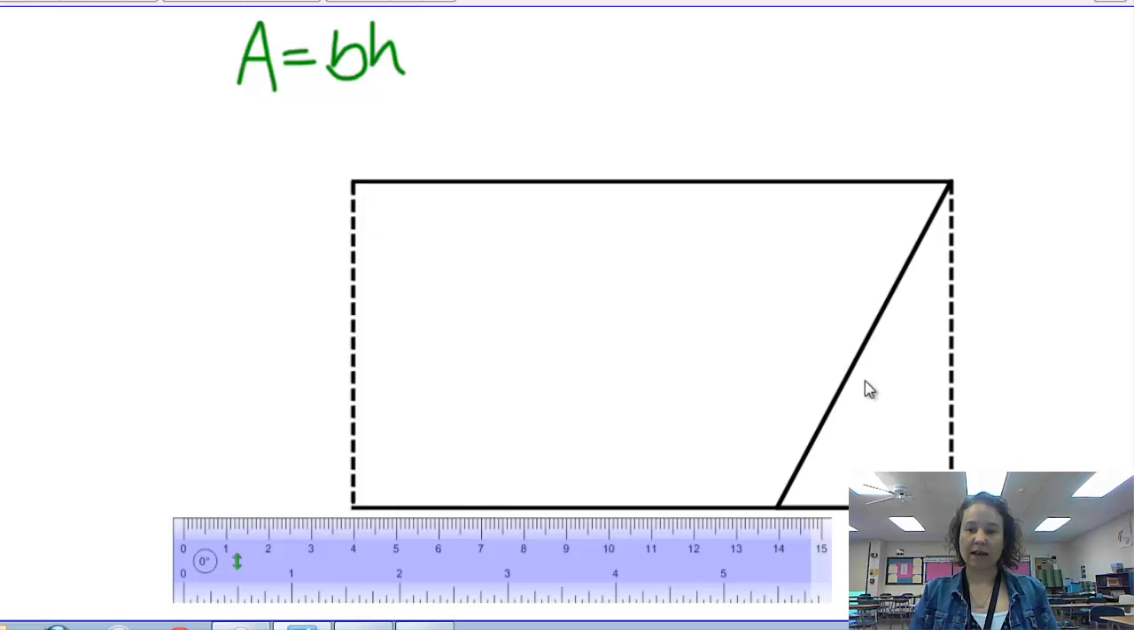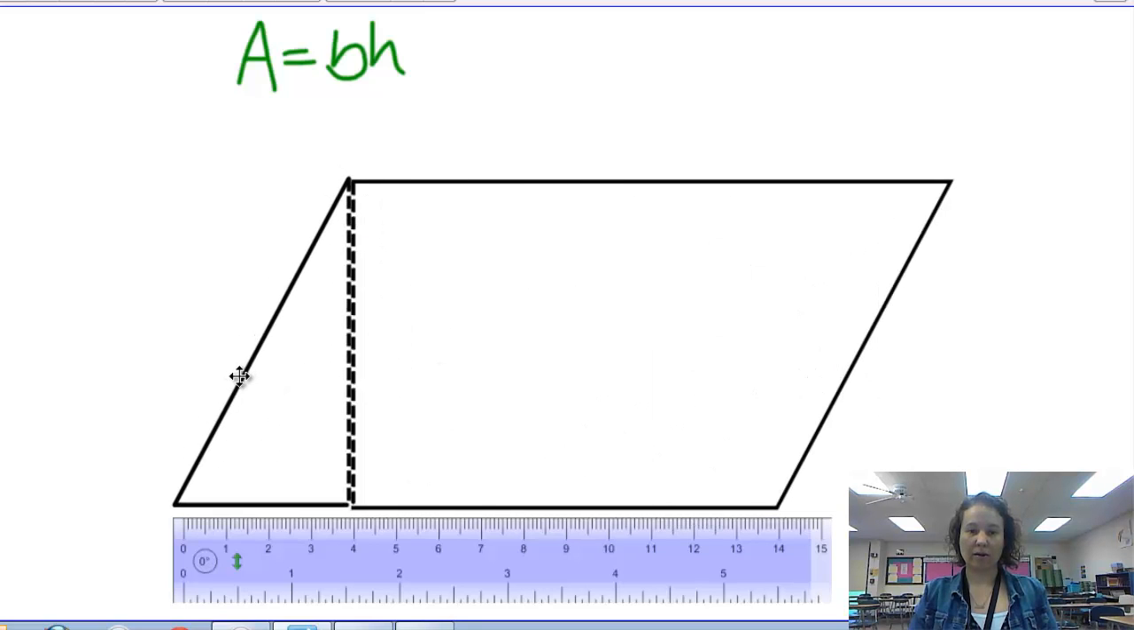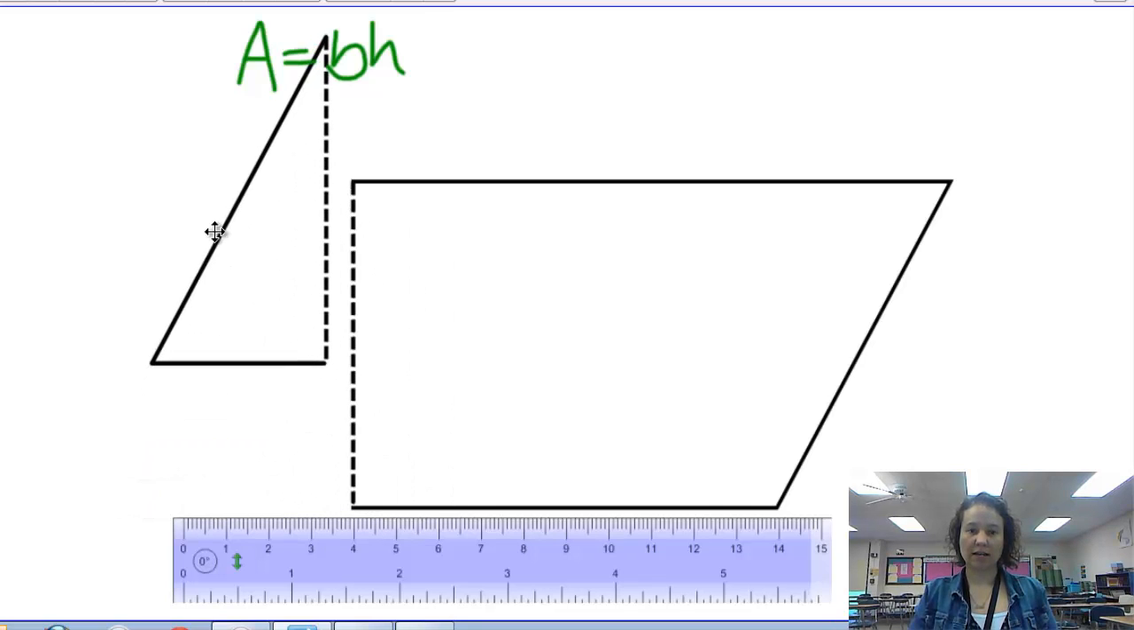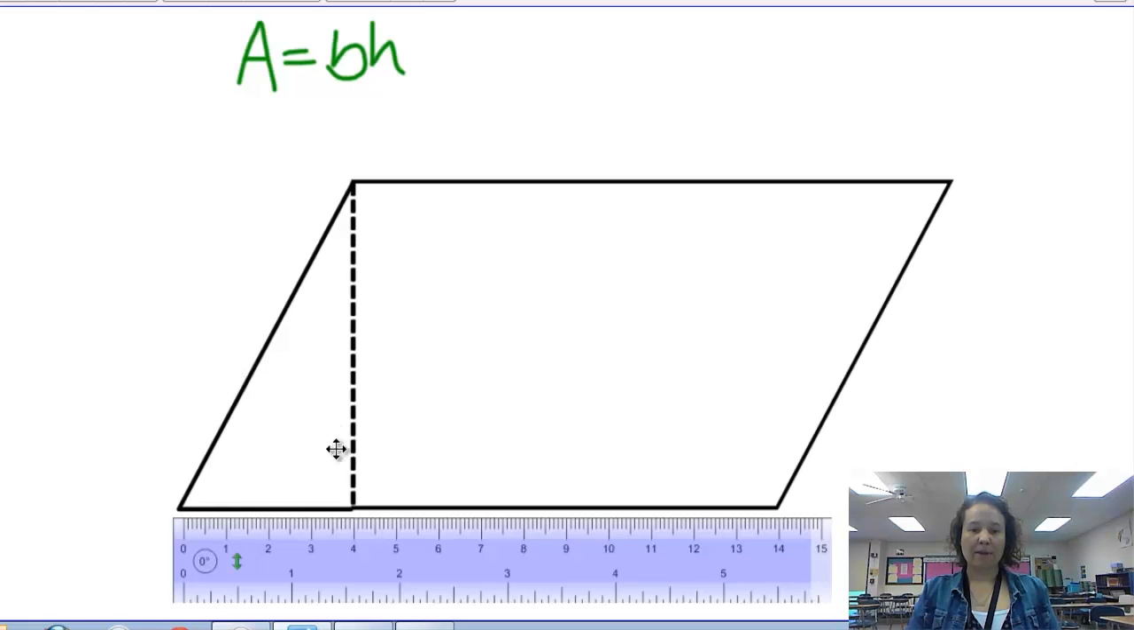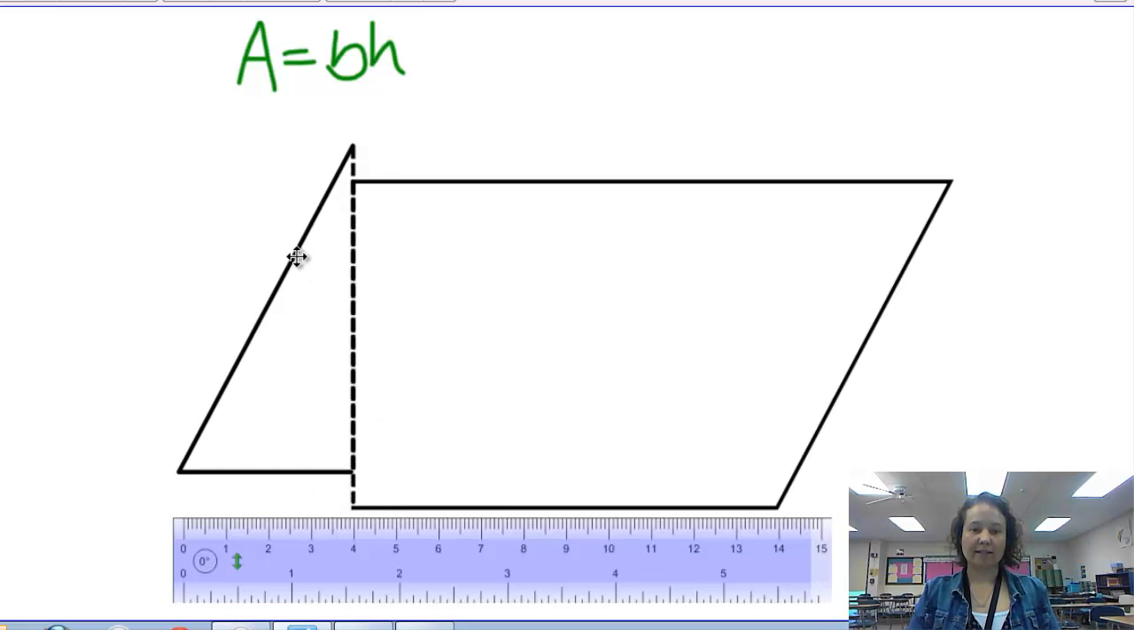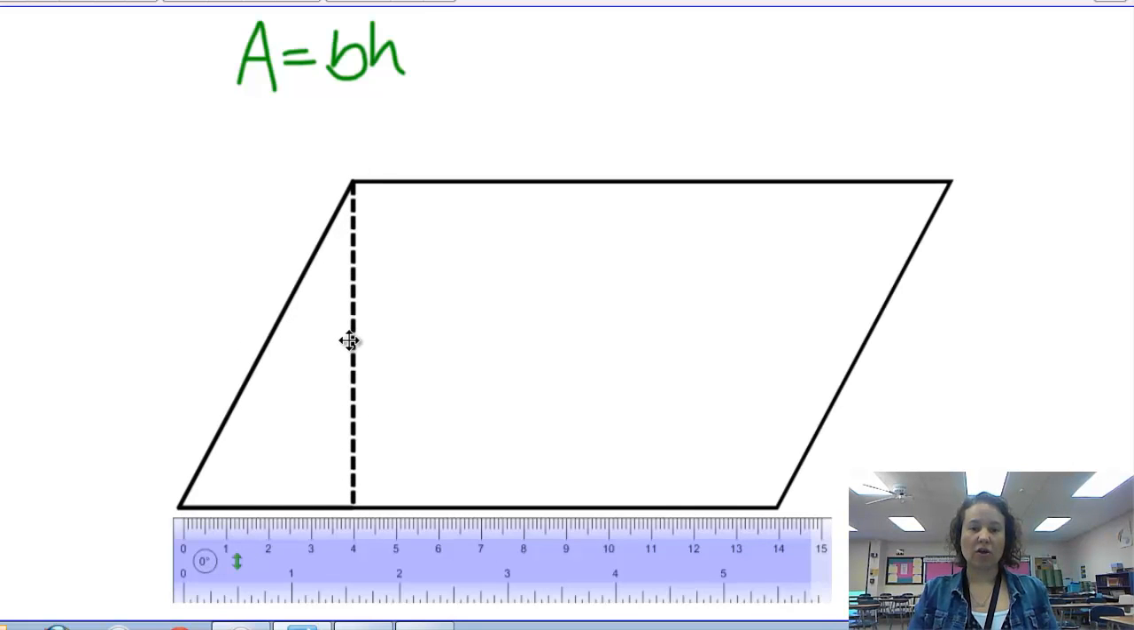And so notice that when I moved this side of the parallelogram over to form that rectangle, my height did not change. It didn't get any taller, it didn't get any shorter. So the height of the rectangle and the height of the parallelogram are exactly the same. So that's why it's important when I'm measuring the height to make sure that the base and the height form a right angle. They have to be perpendicular to each other.